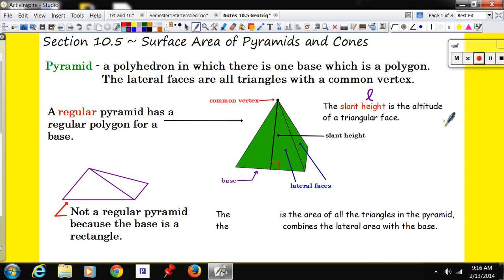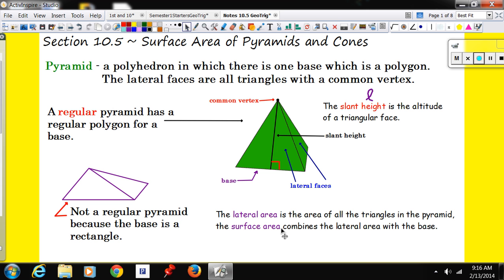Now let's see, the lateral area is the area of all the triangles in the pyramid. So the lateral area is just where you find the area of all the triangles itself, not the bottom, not the base. The surface area combines the lateral area with the base. So if you put the lateral area, all the triangles, together with the bottom, then you have the whole surface area. So you've got your lateral area and your surface area for the pyramid.